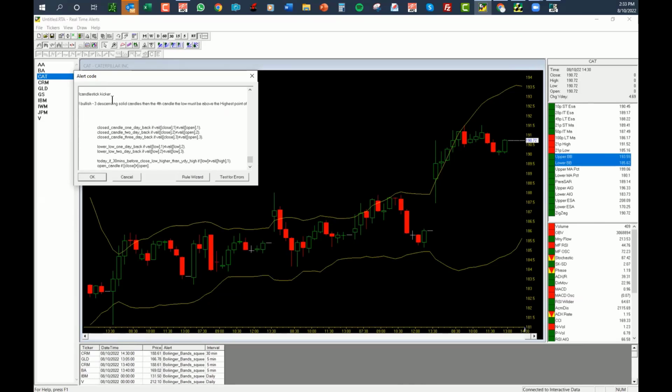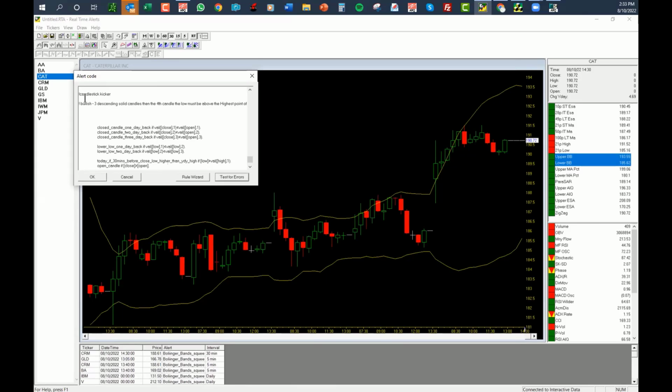See where it is? Candlestick kicker. Bullish: 3 descending solid candles, then the fourth candle, the low must be above the highest point of the previous day's candle. So that's really all the strategy is. I paste it in here. I test it for errors. It says no errors. That's a great thing.